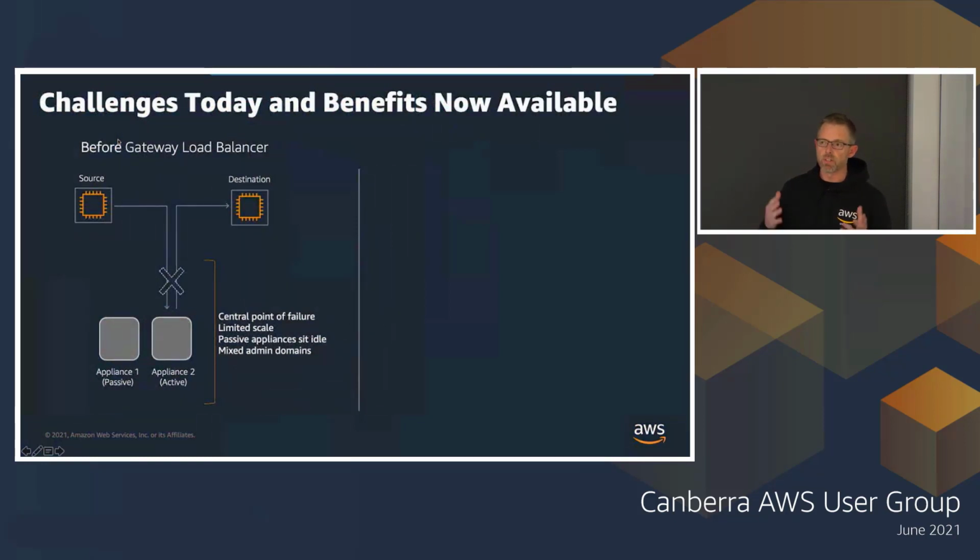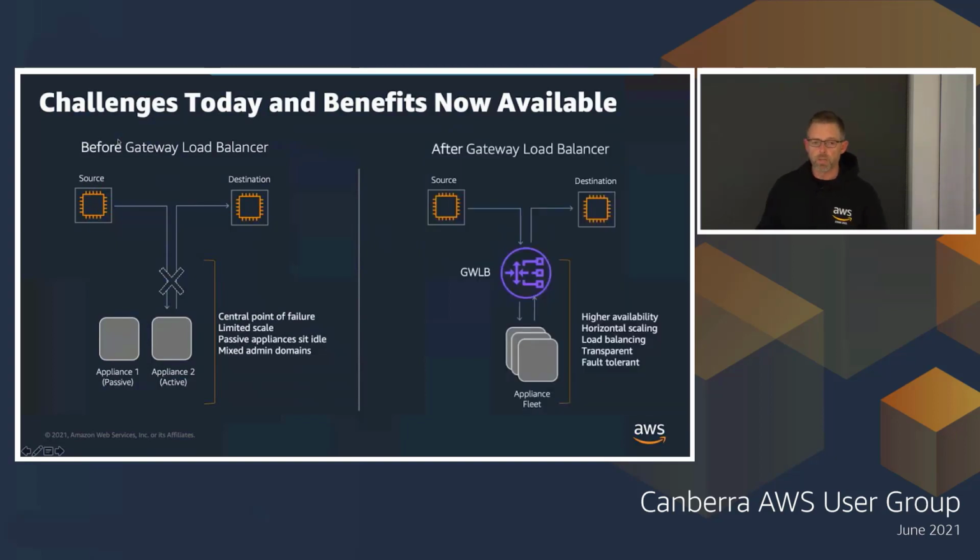So as a bit of a summary of that, deploying appliances in a simple way, you end up with single points of failure. Scaling is difficult and or very limited. Quite often you have a lot of passive appliances just sitting idle. So, you know, active passive pairs where the passive one is doing nothing, and that mixed admin domain problem, which is why Gateway Load Balancer came in.